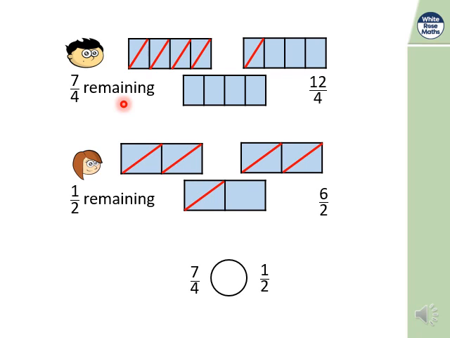Which is the larger fraction? Well, we could have changed our half into quarters by multiplying by 2. And we know that half is the same as 2 quarters. And now we know that 7/4 is larger than 2/4. If the denominators are the same, the larger the numerator, the larger the fraction.